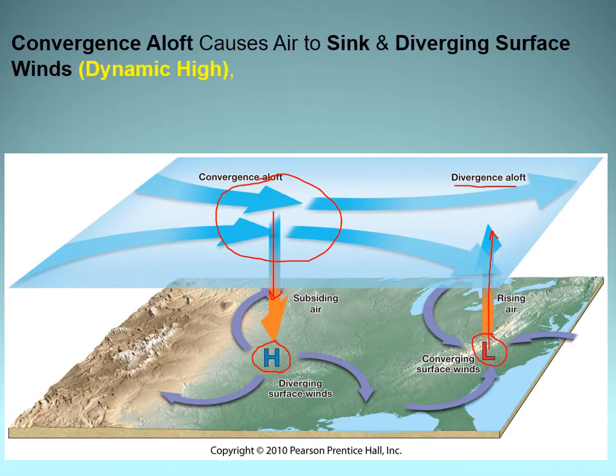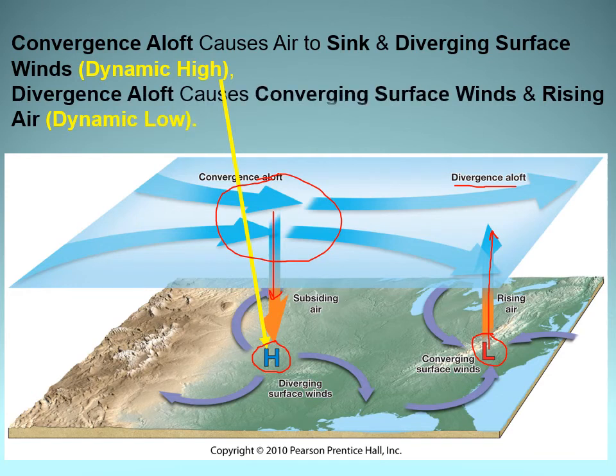So, convergence aloft causes air to sink, and diverging surface winds, which is what we call a dynamic high. Dynamic means that there's air moving. A thermal high is when we have extremely cold weather that causes a much more localized high pressure.